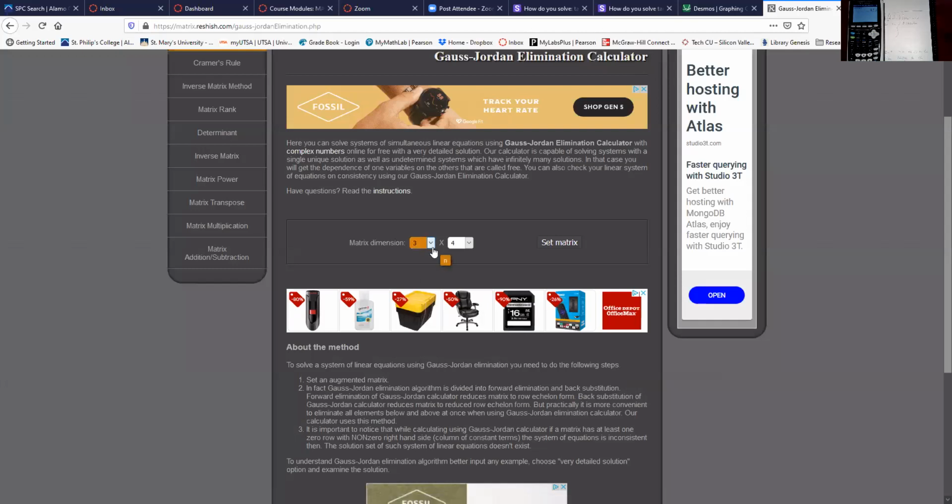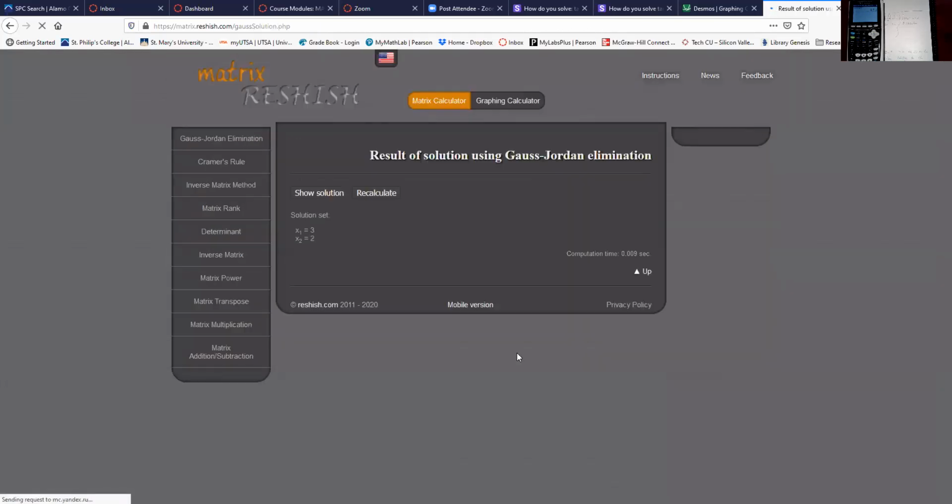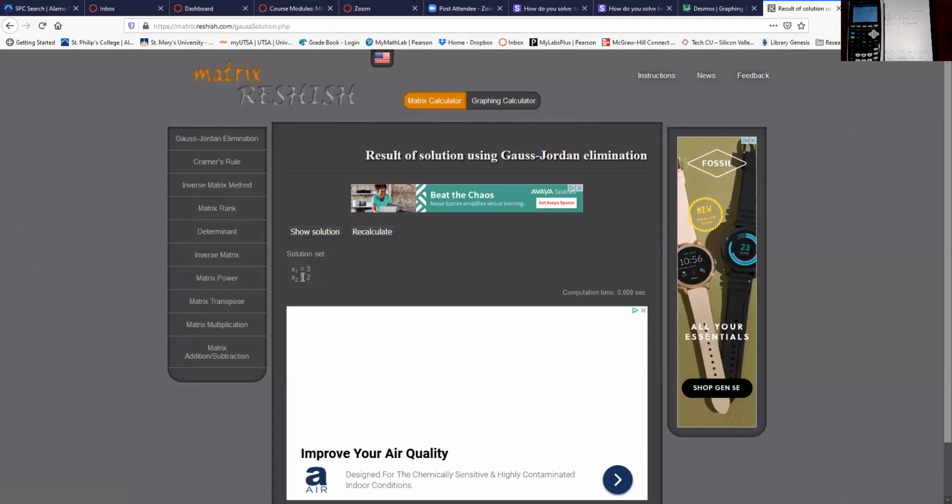Okay, so our matrix is a 2 by 3, 2 rows, 3 columns. If you forget the order, just think RC Cola, row by column, R by C, 2 rows, 3 columns. So hit set matrix, and then you type in the numbers. Our numbers were 1, 3, 9, 4, negative 2, and 8. So solve. It says x1 is 3 and x2 is 2.